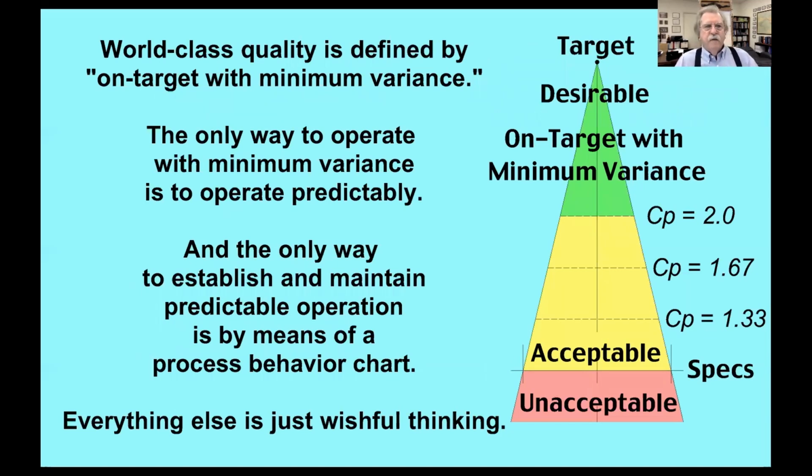World-class quality is defined by on target with minimum variance. The only way to operate with minimum variance is to operate predictably. The only way to establish and maintain predictable operation is by means of a process behavior chart. Everything else is just wishful thinking.